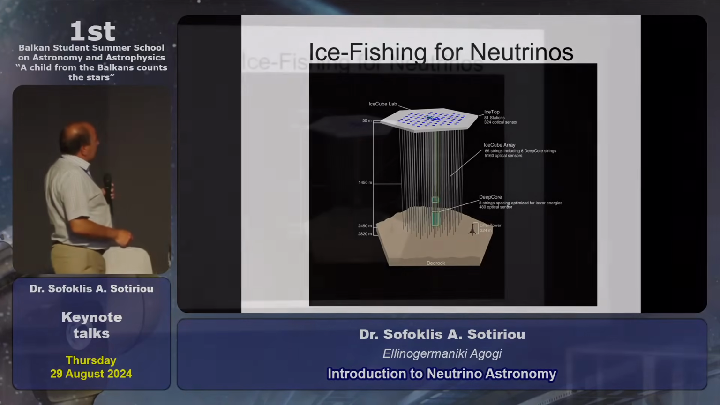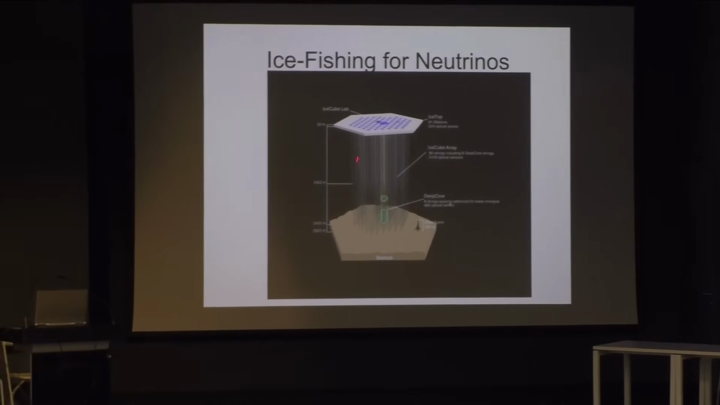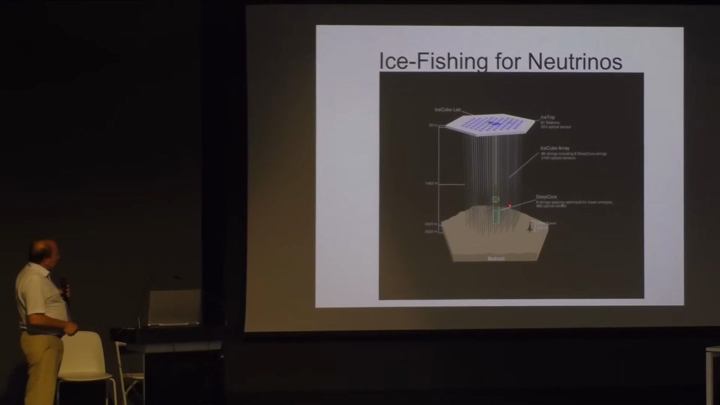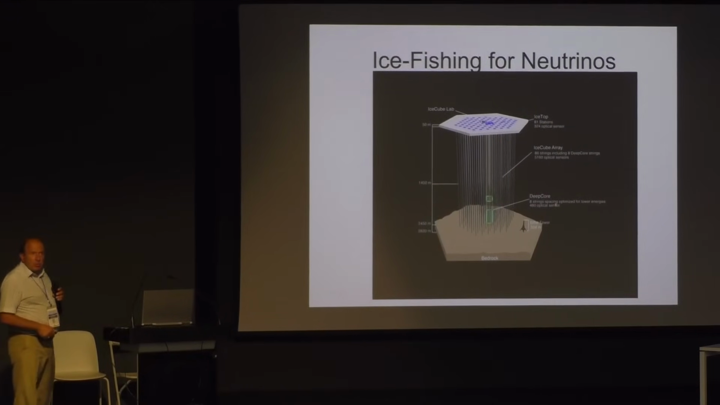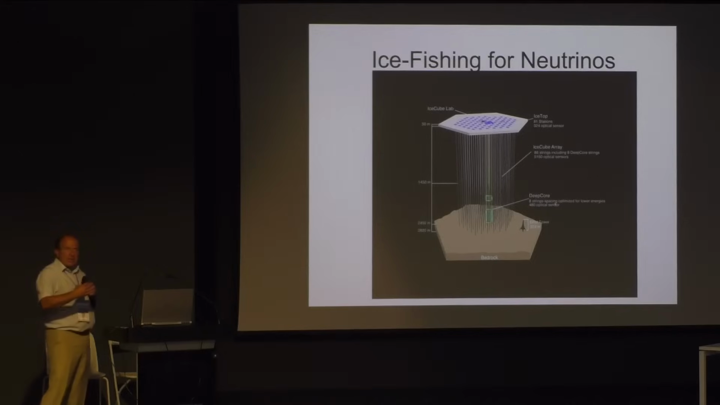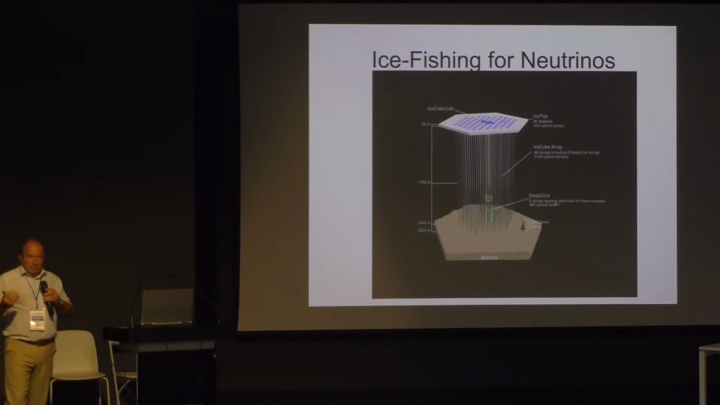So here is the surface of the ice. And again, they are using the same approach. They are lowering strings with optical modules, with photomultipliers, aiming to see neutrinos that are crossing the ice. The ice is not, let's say, as clear as the seawater.